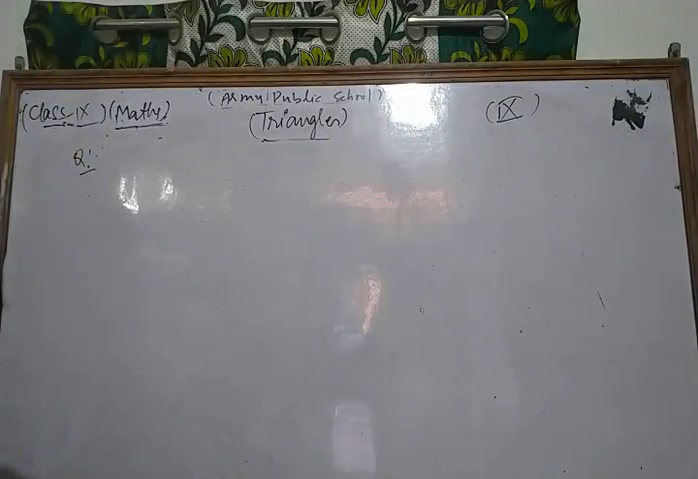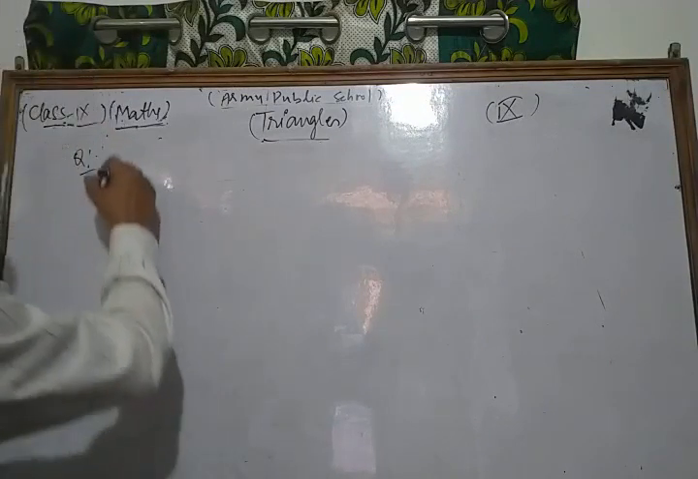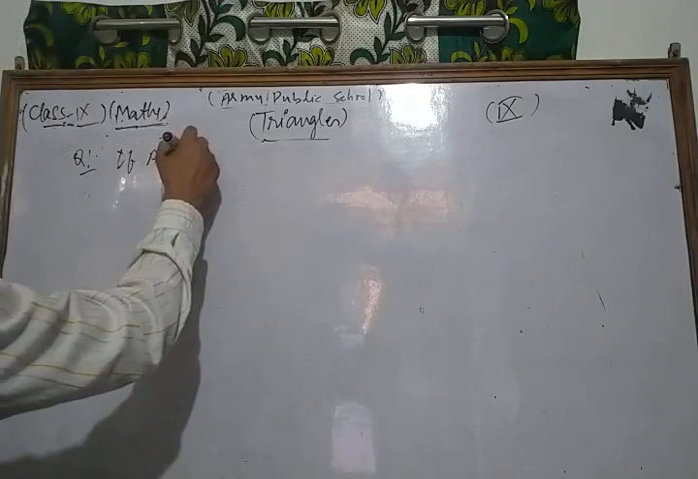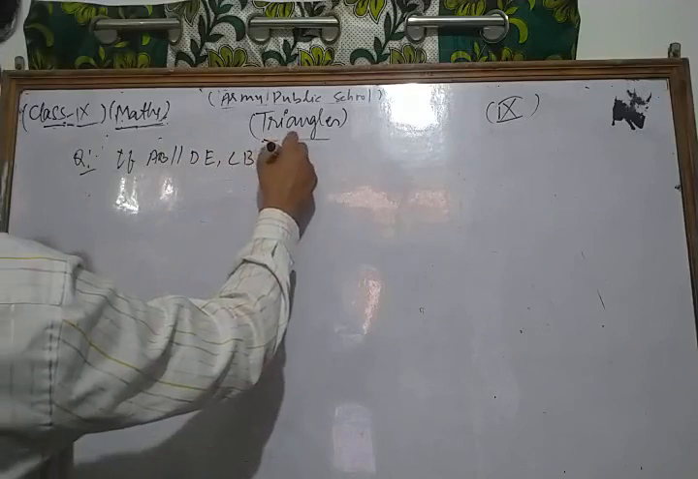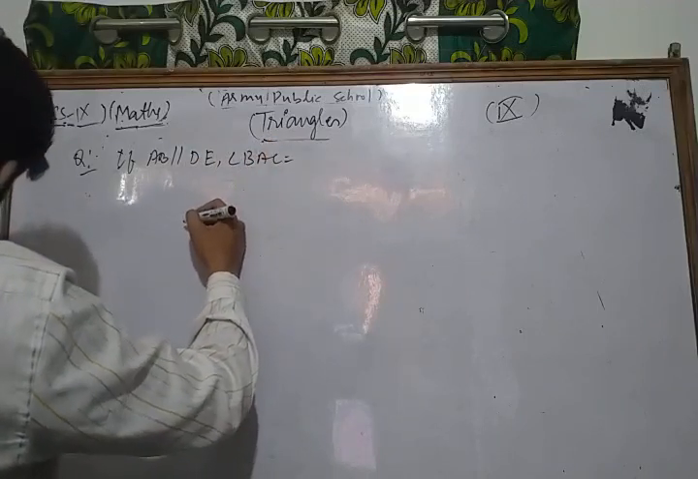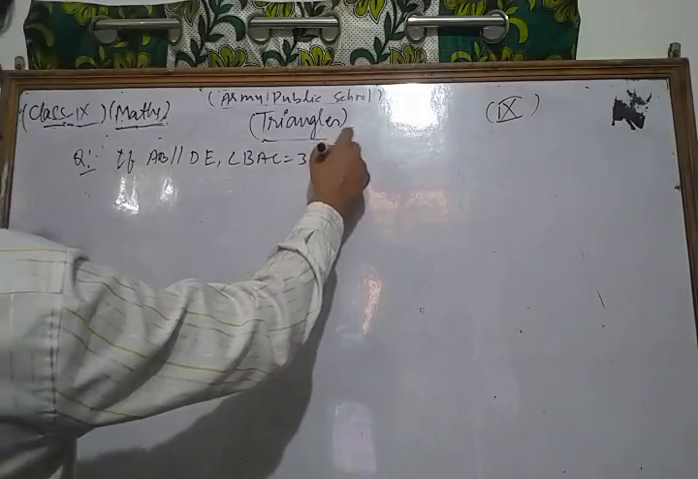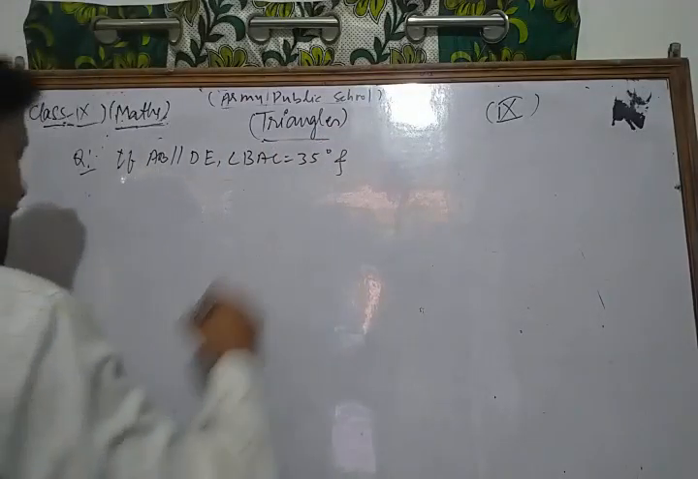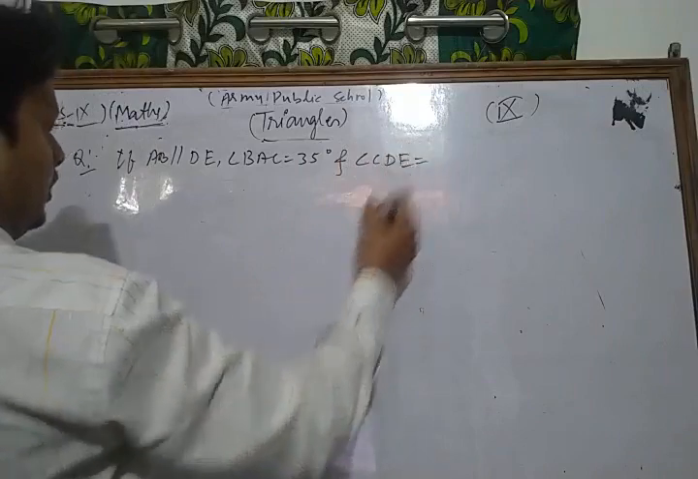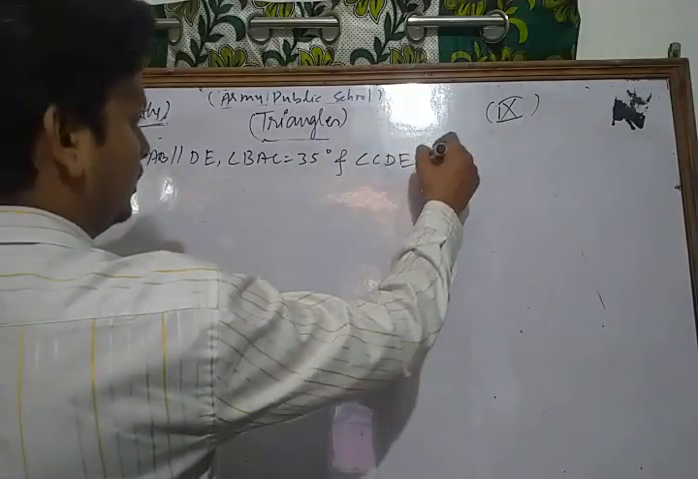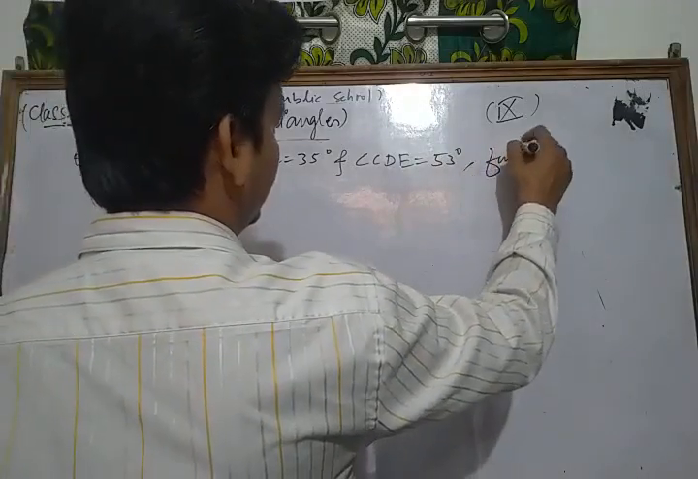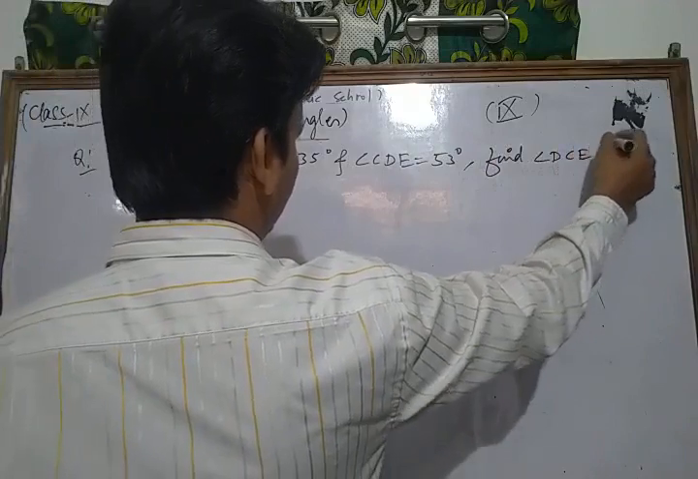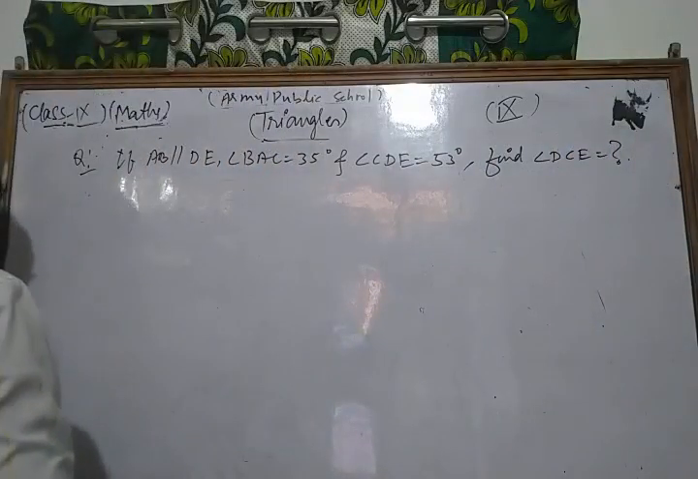And the question is, if AB is parallel to DE, angle BAC is equal to 35 degrees and angle CDE is equal to 53 degrees. Find angle DCE. Now let's see its solution.